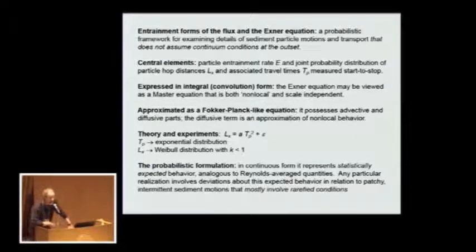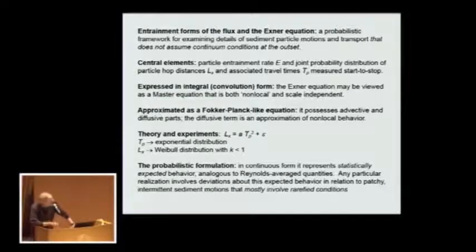The central elements of this formulation, as you perhaps know, involve the entrainment rate and the joint probability distribution of the particle hop distances measured start to stop and the associated travel times. When we can express this in a convolution form, it effectively has the form of a master equation, which is a general probabilistic formulation that is both non-local and scale independent, and those two properties are very nice.